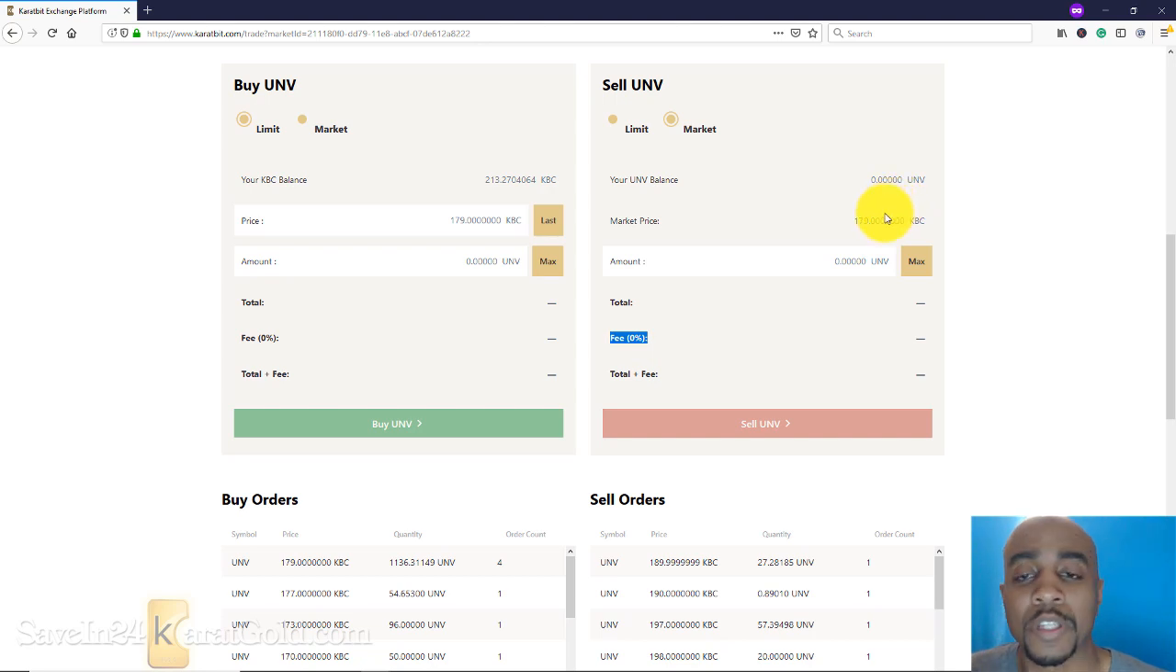And when I do this, you'll see the number. So I have 10 unival. Let's say you want to sell all your unival, so you would simply put 10.